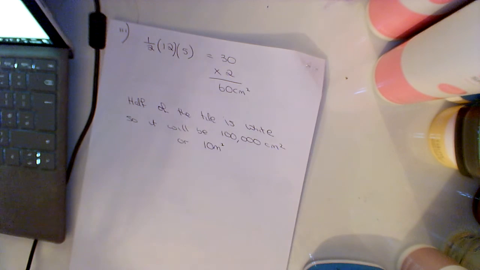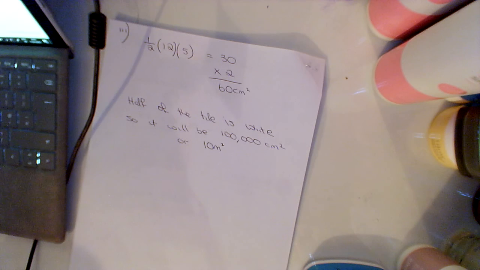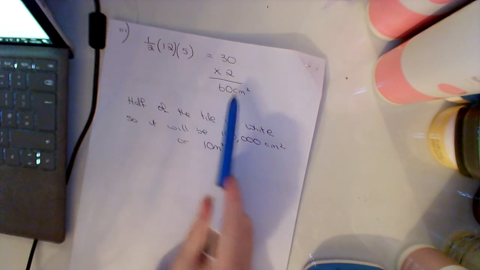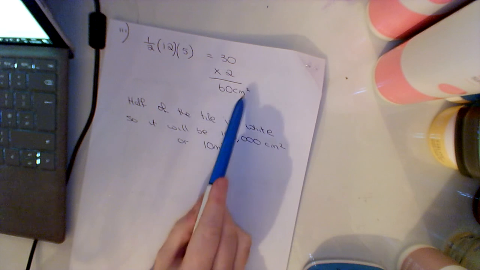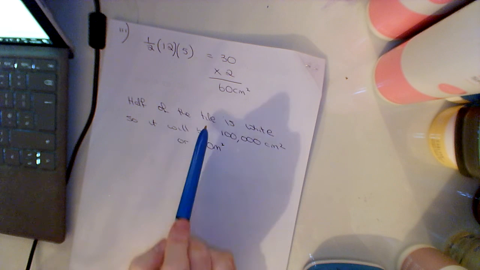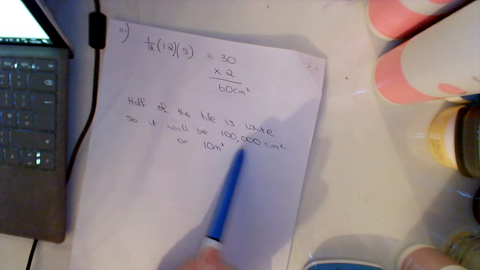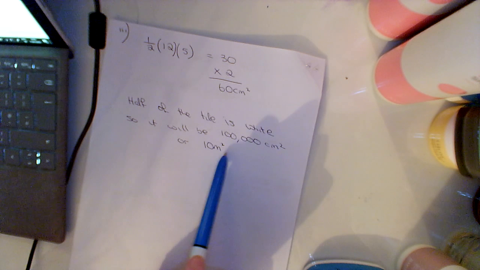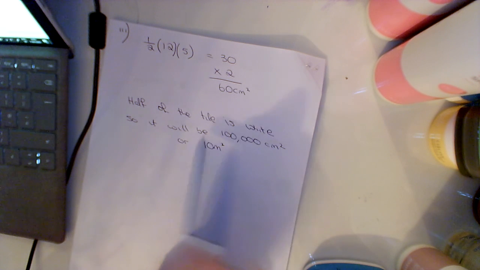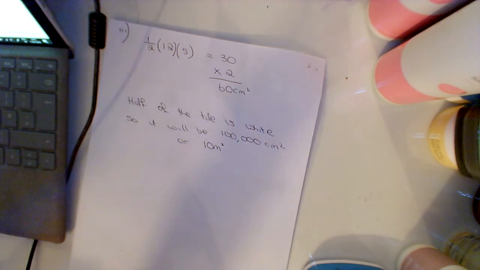Finally, it asks me what area of this floor will be white. So I just worked out the area of a triangle, which is white, and once again I found it to be 60 centimeters squared. So half of the tile is white, so it will be 100,000 centimeters squared, or we could say 10 meters squared. They're the same answer. And that is all the questions that you had.